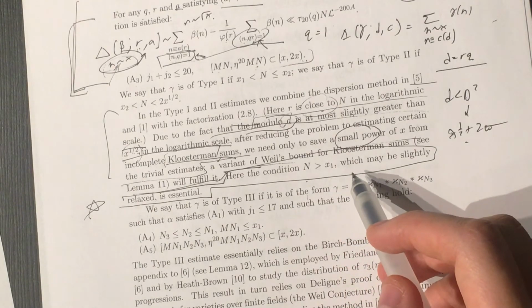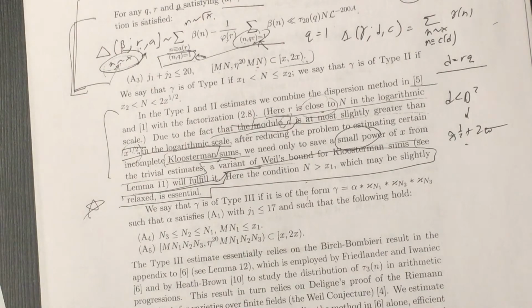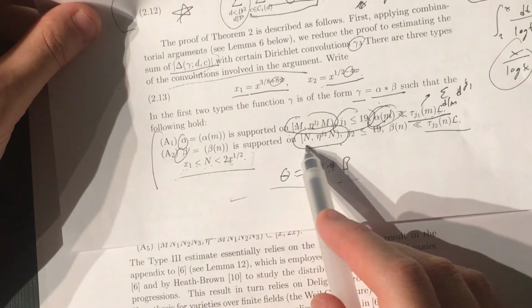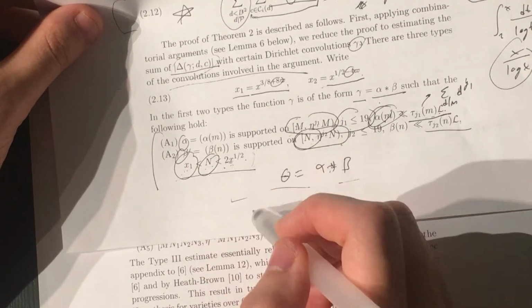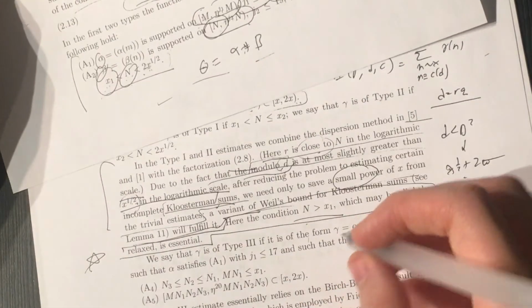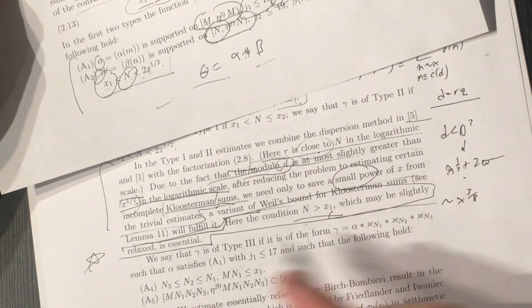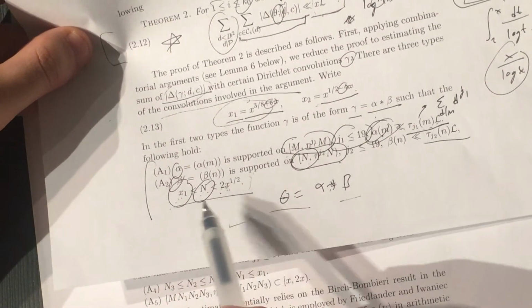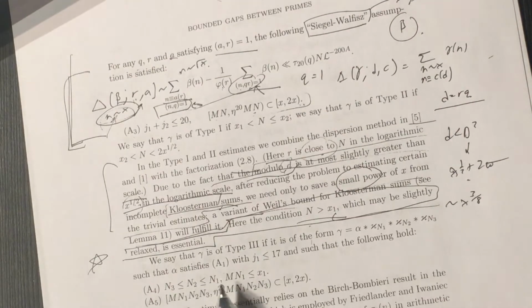Condition, which may be slightly relaxed, is essential. So he makes this assumption here. X is supported on n, where n is greater than x1 and less than like 2 root x. And the condition n is greater than x1, where x1 is roughly x to the 3/8, is essential. So if this n is too small, apparently then bad things happen, and then you can't prove stuff about beta that you would need otherwise, even with this assumption, I guess. So, okay.